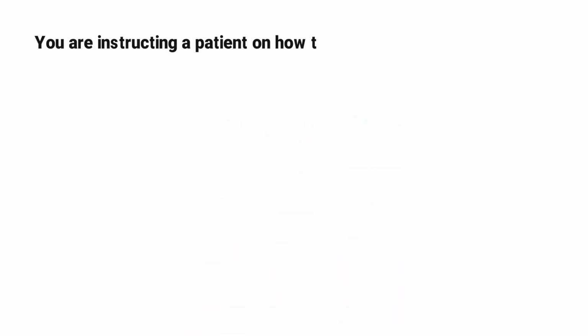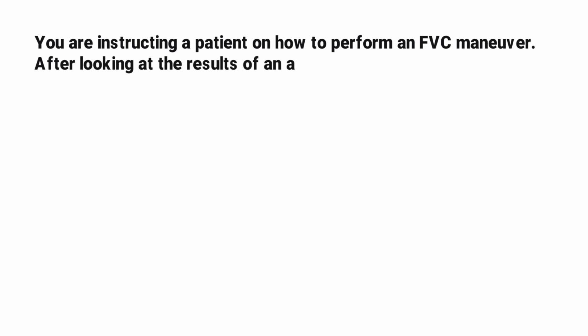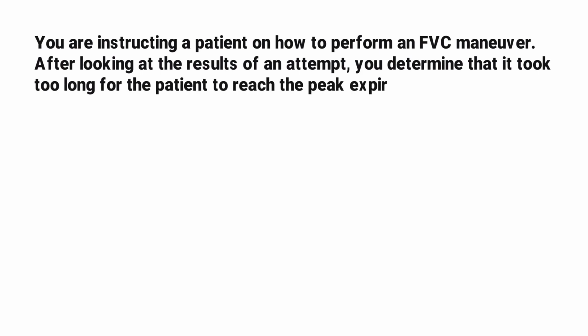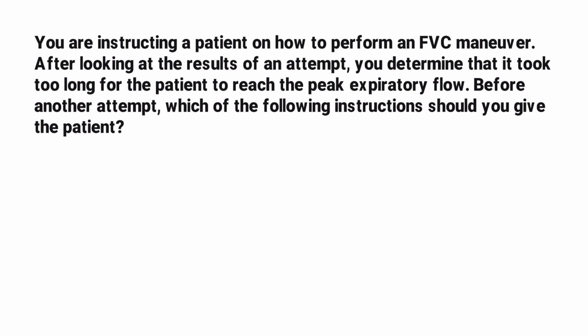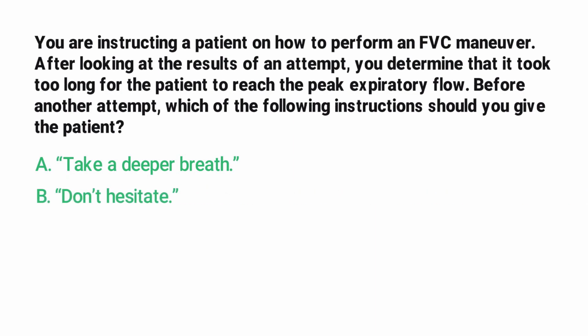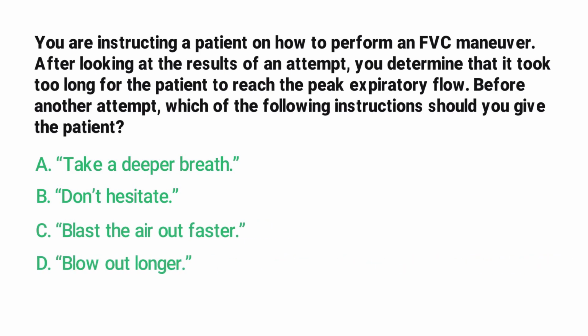You are instructing a patient on how to perform an FVC maneuver. After looking at the results of an attempt, you determined that it took too long for the patient to reach the peak expiratory flow. Before another attempt, which of the following instructions should you give the patient? A. Take a deeper breath. B. Don't hesitate. C. Blast the air out faster. D. Blow out longer.